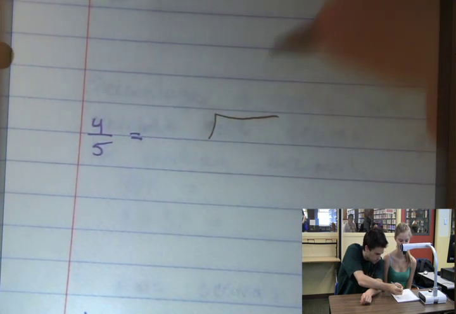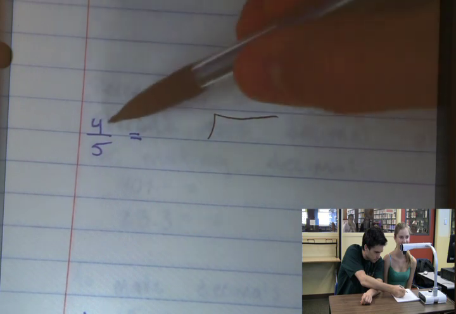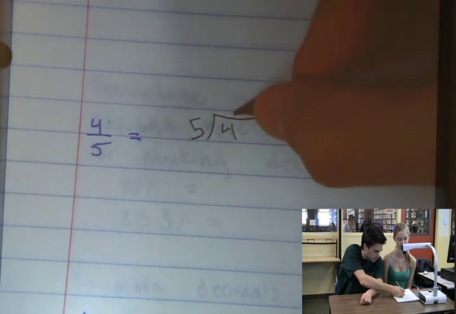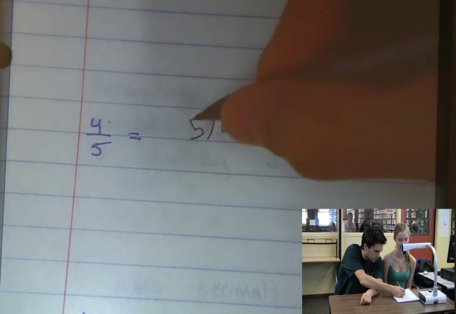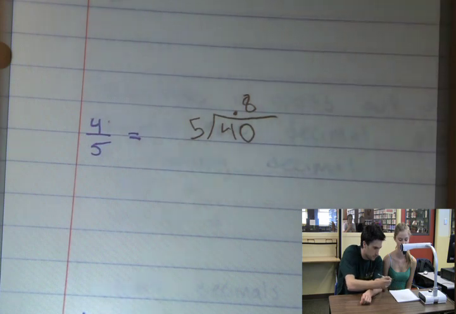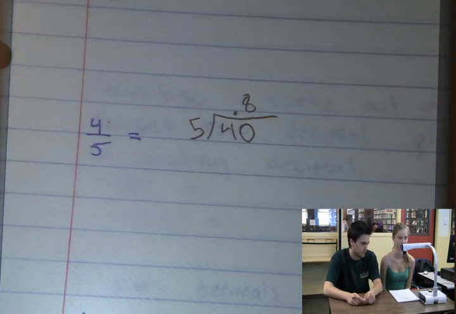So what about 4/5? Well, I guess we'd write it like this, where the top goes inside, so 4 divided by 5, and then we add a decimal and add a 0, and 5 goes into 40 8 times, so 0.8. Exactly.